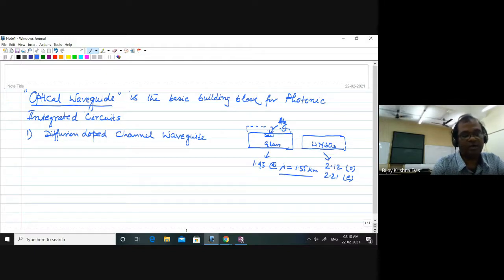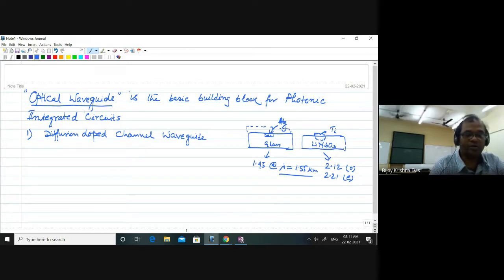Then it will be a channel waveguide, or sometimes it is called a buried channel waveguide. It's buried inside the substrate. In the case of lithium niobate, the most popular method is diffusion doping. You just deposit a stripe of metal. The most popular is titanium. You deposit a well-defined titanium layer, maybe 100 nanometers or so.